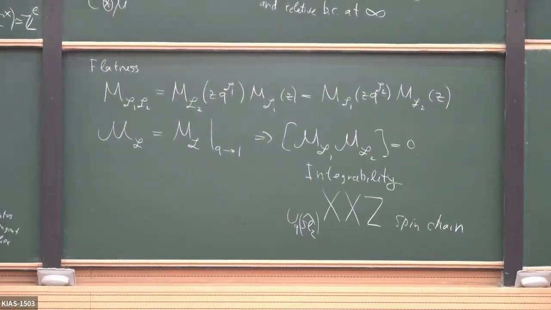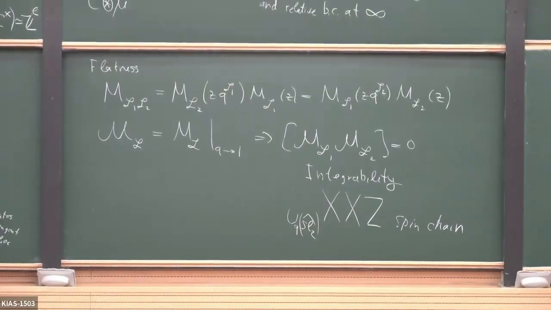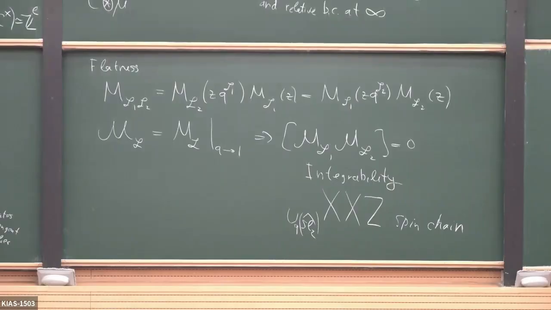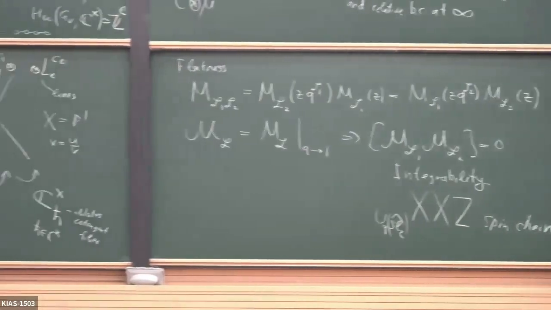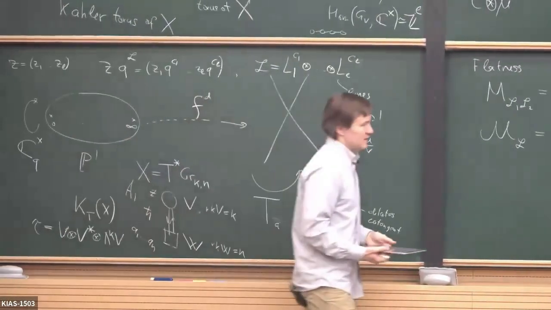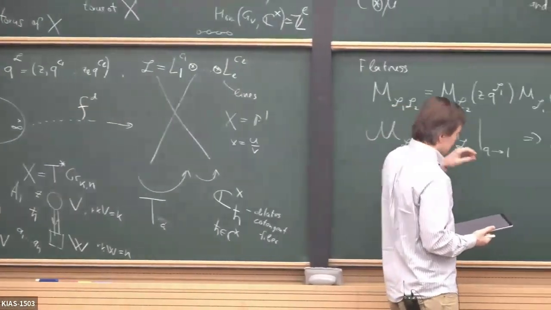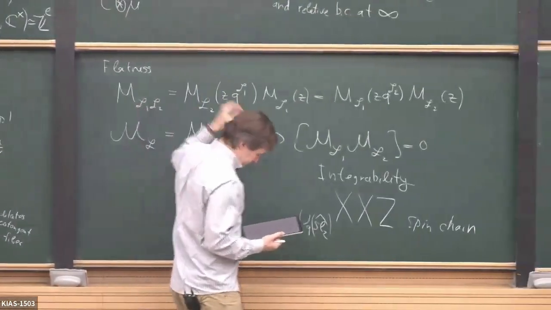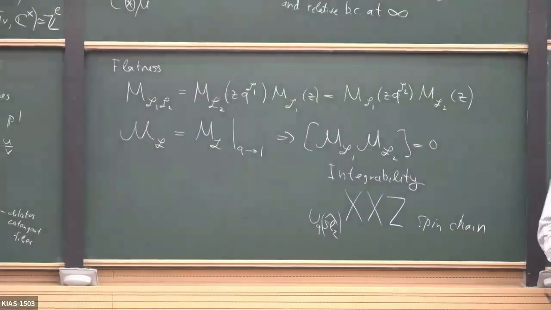The reason why it's SL2 is because it's an A1 quiver. So the rank of the quiver gives you the Lie algebra in the spin chain, and then the geometric data of the quiver, like the dimension of the equivariant torus and the dimension of the Kähler torus, will give you more details about what kind of spin chain that is. Okay, so that's the first guy.